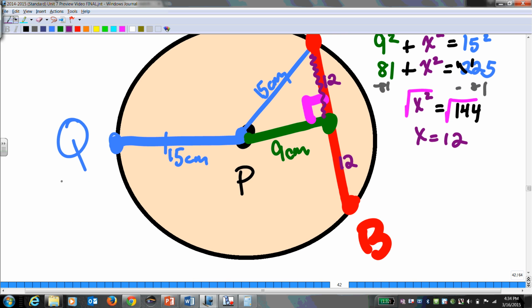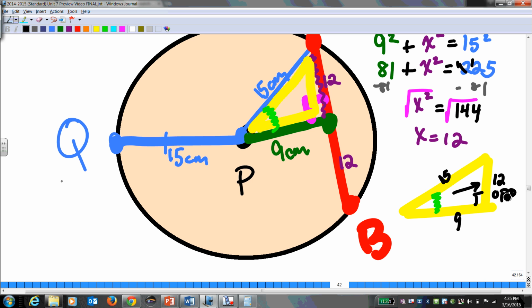Let me pull this triangle out. Right there, you see that? Pull that out. That's 12, right angle, 9, 15. Let's start by finding that green angle. That's opposite, adjacent, hypo. I'm going to pause and let you catch up.